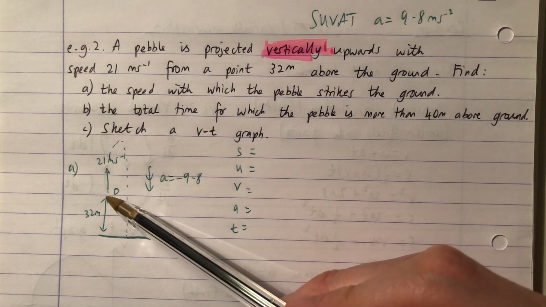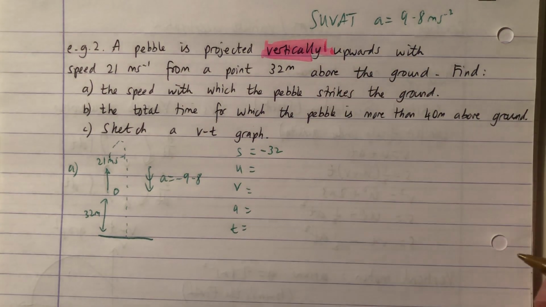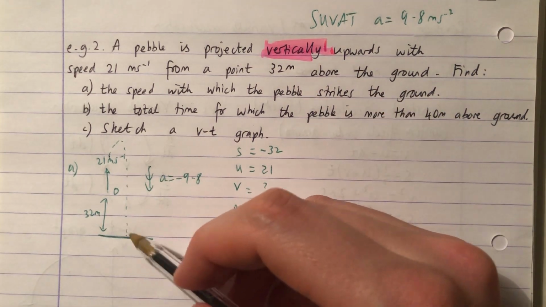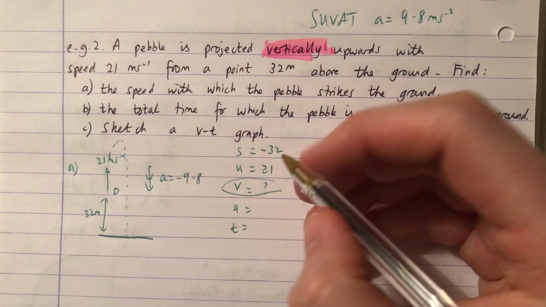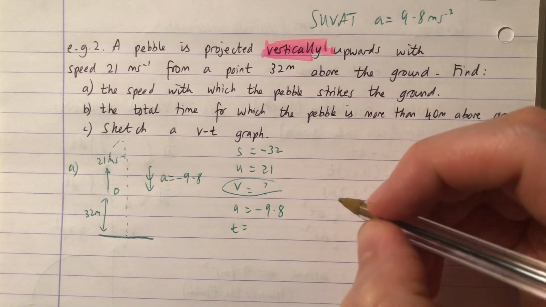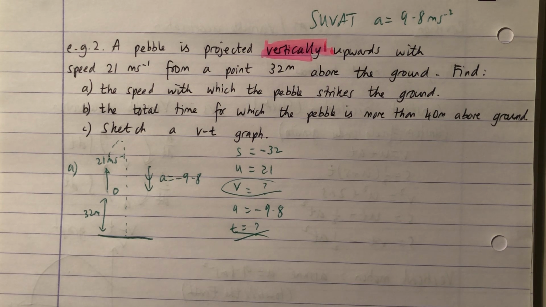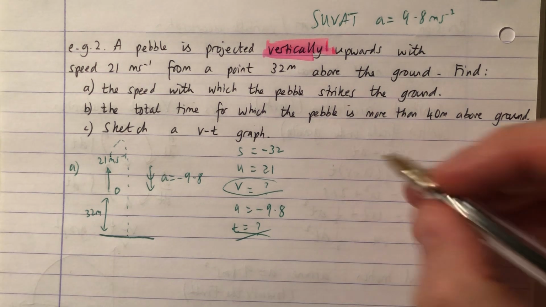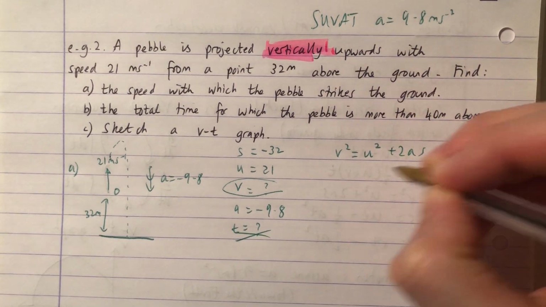So SUVAT. S would be, because this is 32 meters below where we started, negative 32. U is equal to 21. V is unknown. One thing we do know about it is that it's going to be a negative answer because it's moving downwards. A is negative 9.8. T is unknown and we don't care about it at the moment. So what formula links S, U, V and A? V squared is equal to U squared plus 2AS.